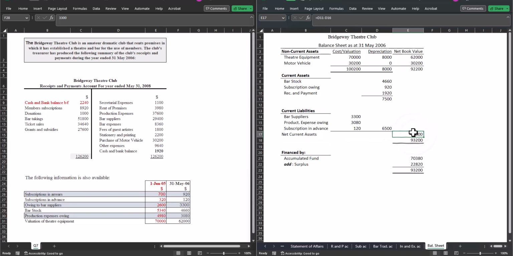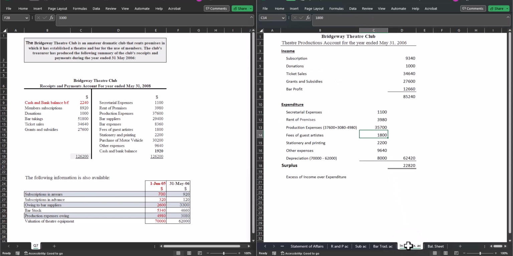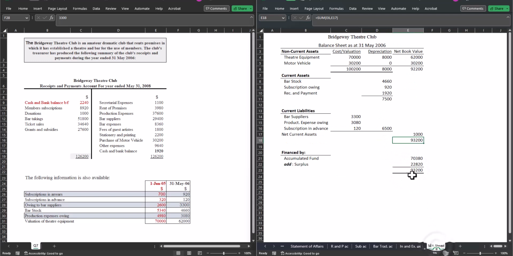And we take that 1,000 and add it together with the 92,200 from the fixed asset net book value, give us a total of $93,200. Now, our accumulated fund at the start of the period was $70,380, and our surplus was $22,820. So we add these two figures together, give us a total of $93,200. This takes us to the end of the question.